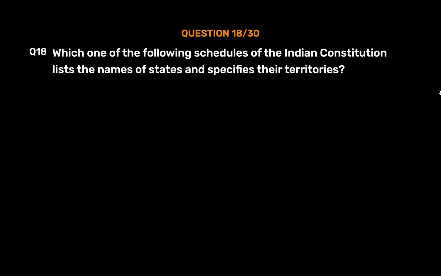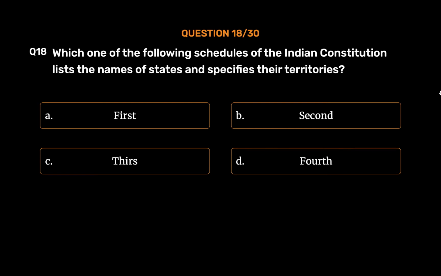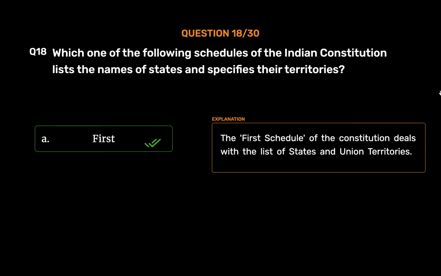Question number 18. Which one of the following schedules of the Indian Constitution lists the names of states and specifies their territories? Option A. First. Option B. Second. Option C. Third. Option D. Fourth. The correct answer is Option A. First. The first schedule of the Constitution deals with the list of states and union territories.